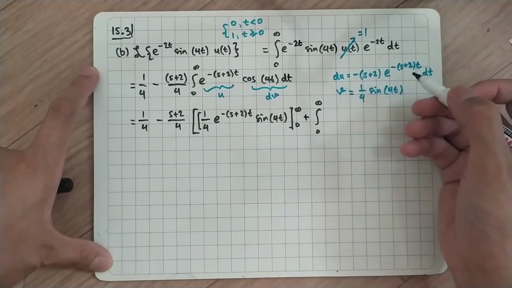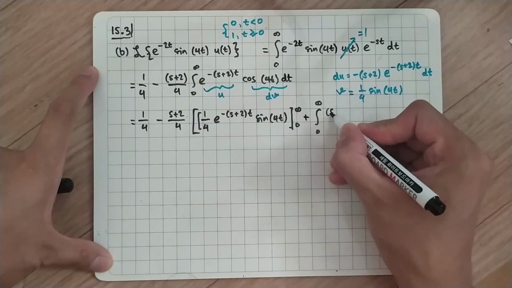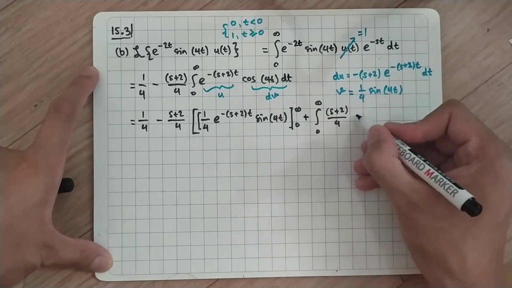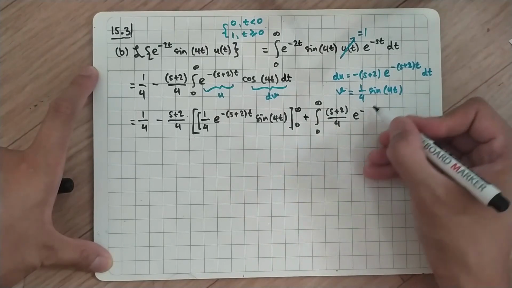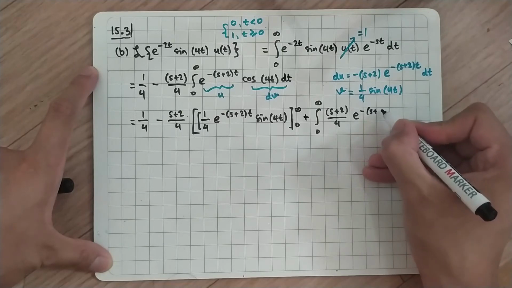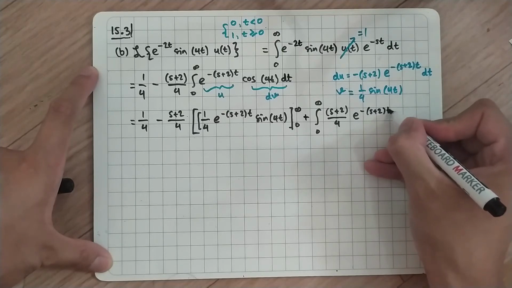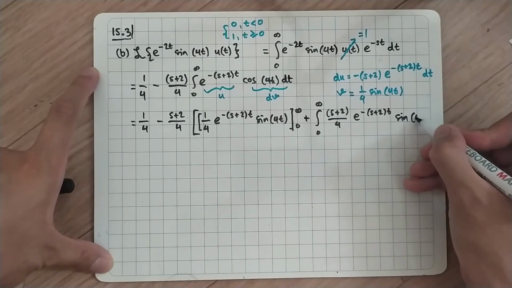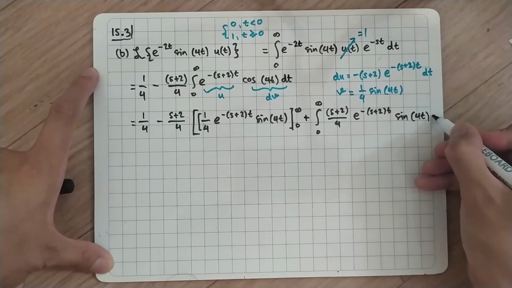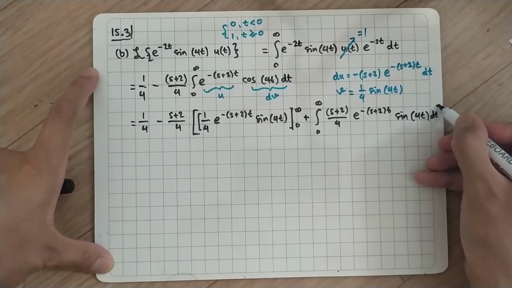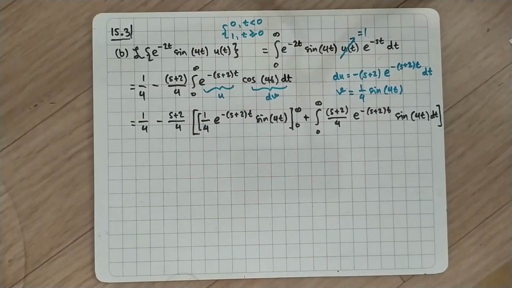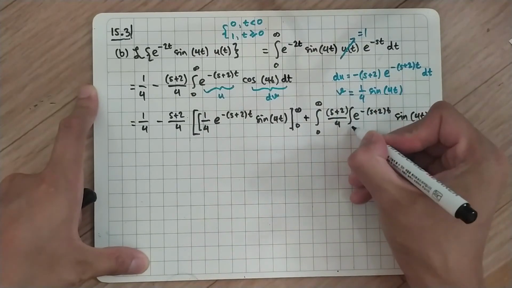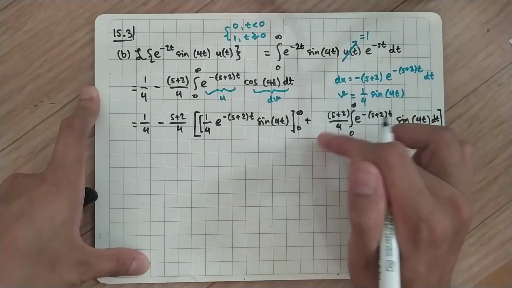And then I will have (s plus 2)/4, and then e to the minus (s plus 2)t sine 4t dt. Okay, I need to close the parenthesis, and again this does not contain any t, so we can put the integral sign after this and treat it as a constant.